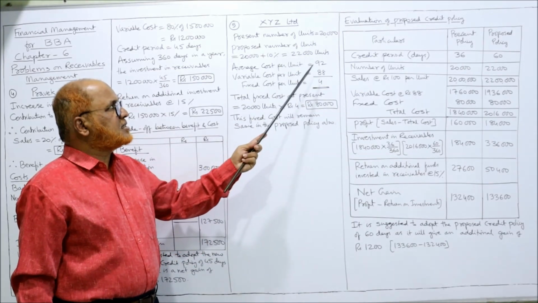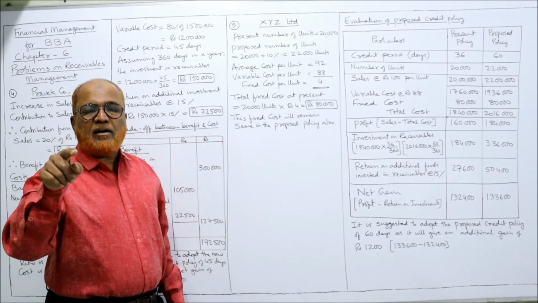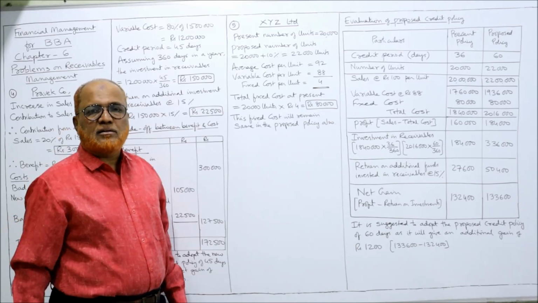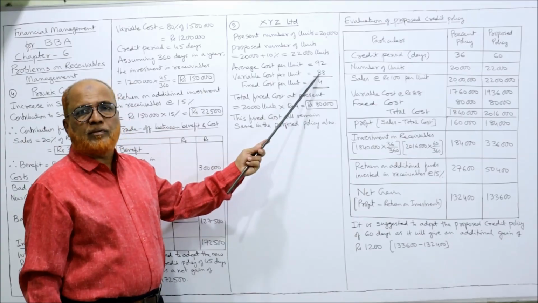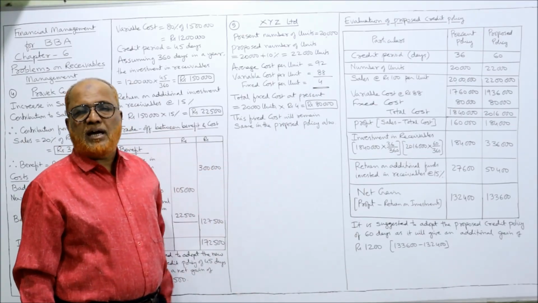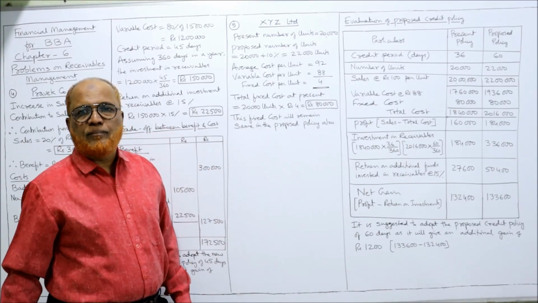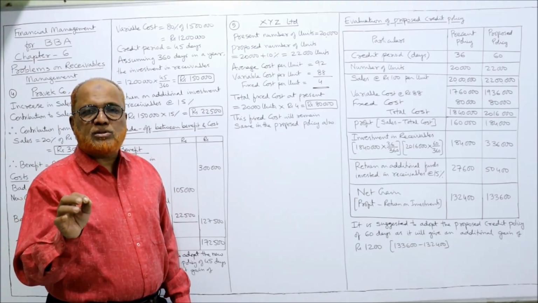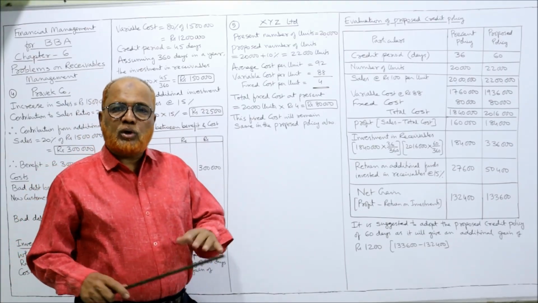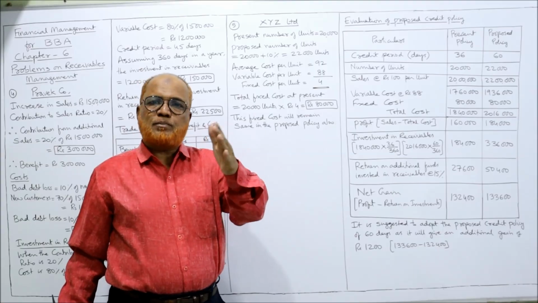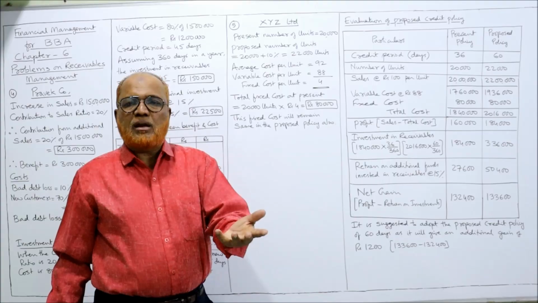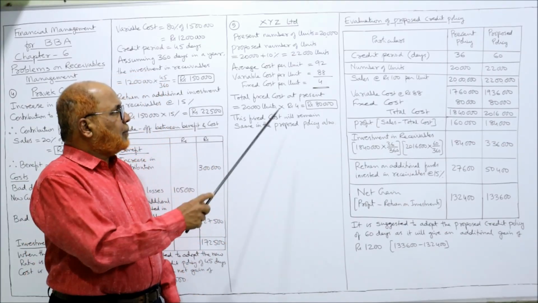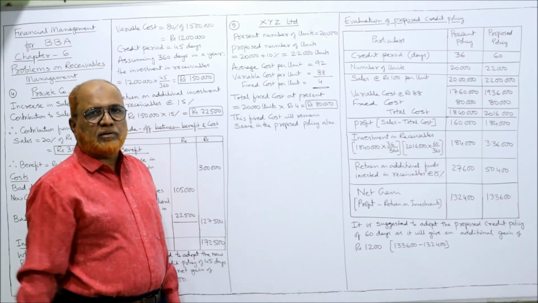Average cost per unit is 92. From average cost, subtract the variable cost. The variable cost per unit is 88 rupees. So 92 minus 88, 4 rupees. That is the fixed cost per unit. Actually, total cost consists of fixed cost plus variable cost. So if we deduct the variable cost, the remaining cost is the fixed cost. So per unit fixed cost is 4 rupees.